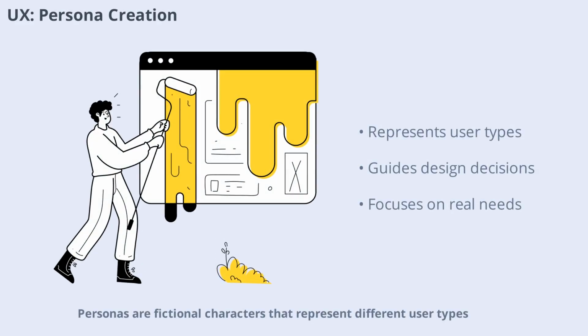Personas are fictional characters that represent different user types. UX designers create personas based on research to guide design decisions and ensure that products meet the needs of real users. Personas help teams stay focused on user goals, preferences, and pain points throughout the design process.